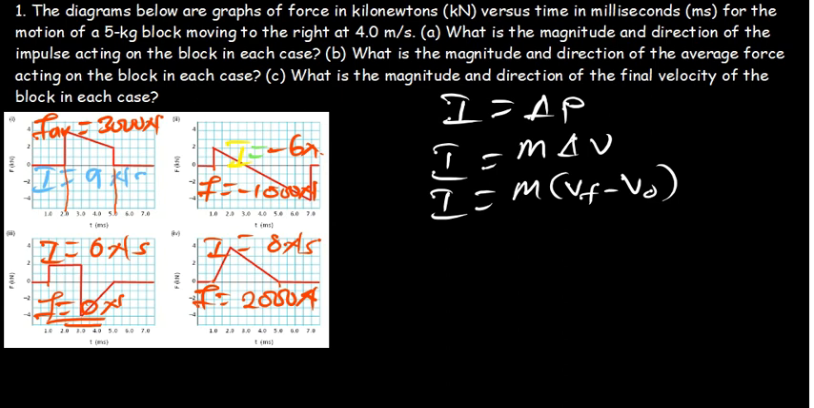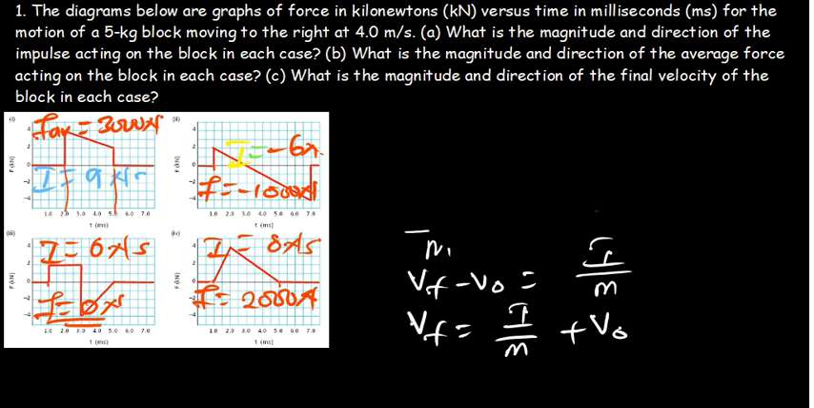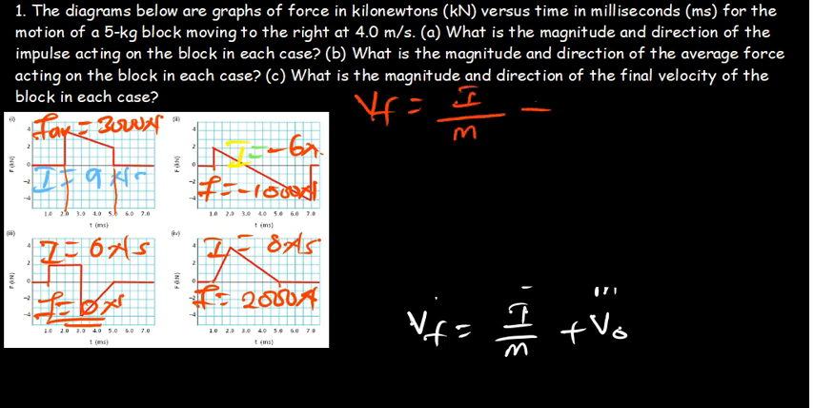Now I can make v final the subject of the formula. I can divide both sides by the mass, meaning that the final velocity minus the initial velocity is equal to impulse divided by mass. Now I can shift the initial to the other side, so v final will be equal to the impulse divided by the mass plus the v initial. Now I can use this formula to find my final velocity.